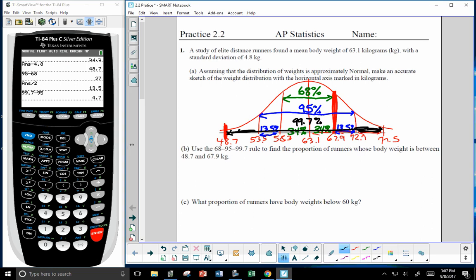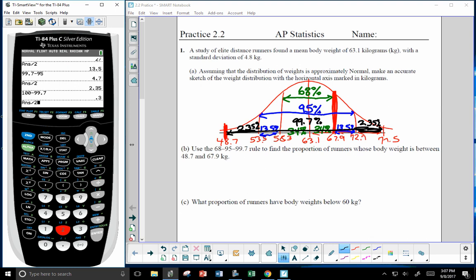Okay, and if you have 99.7%, and the whole curve is supposed to be 100%, then if we take 100% and subtract the 99.7, we're left with 0.3 for the tails outside of our 3 standard deviations. If we divide that by 2, we have 0.15% on that side and 0.15% on that side. We didn't need all that information. We only really needed from here to here.